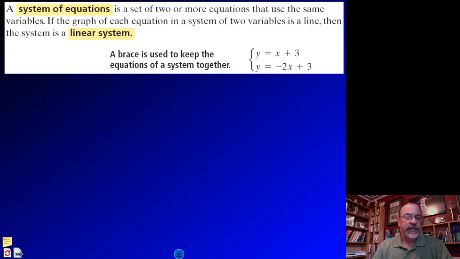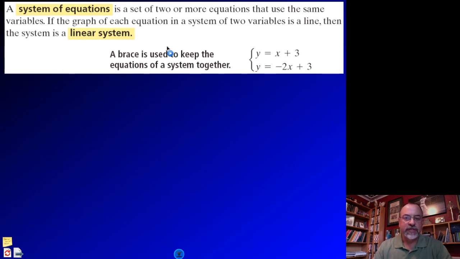The paragraph here states that a system of equations is a set of two or more equations that use the same variables. So we're looking at two equations, both of which have the same variables in them, x and y, is what we'll be working with here. It says a set of two or more equations, which means that you can have more than two equations. In this chapter, we'll look at specifically two linear equations that make up a system, but there are those that have 3 and 4, which we'll look at later when we're doing some linear programming.